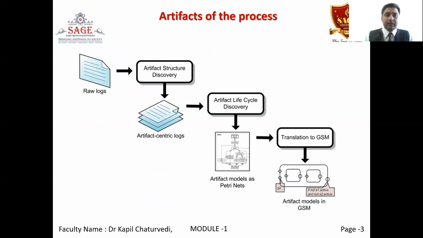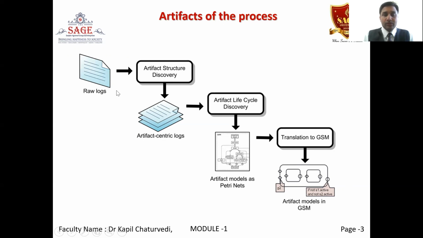Now, here we have a diagram which represents the artifact of the process. You are seeing here raw logs, artifacts structure discovery, artifacts-centric logs, artifacts life cycle discovery, artifacts model as Petri nets, translation to GSM, and finally artifact model in GSM. So basically we are discussing a project which is related to GSM or any other thing.